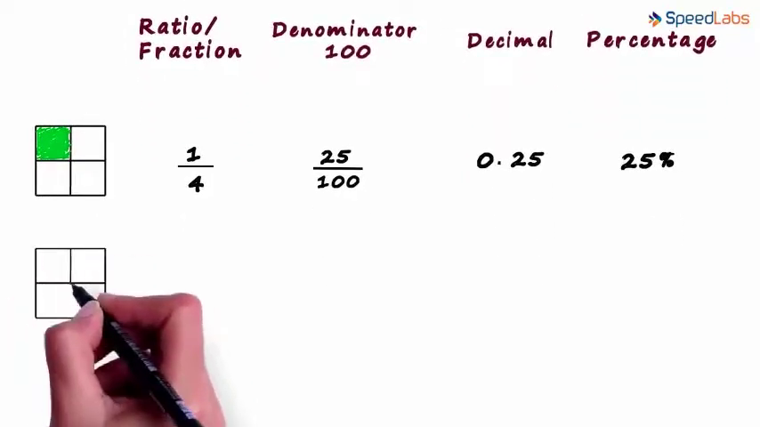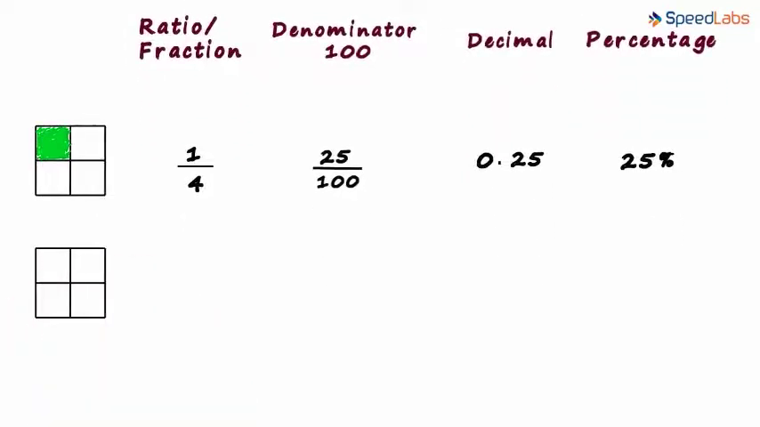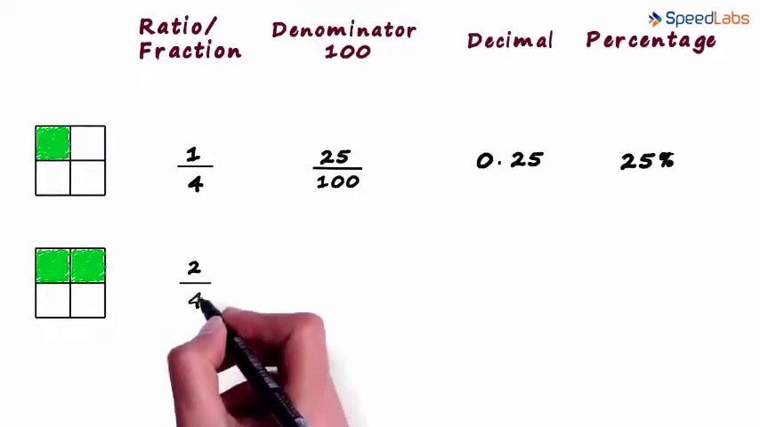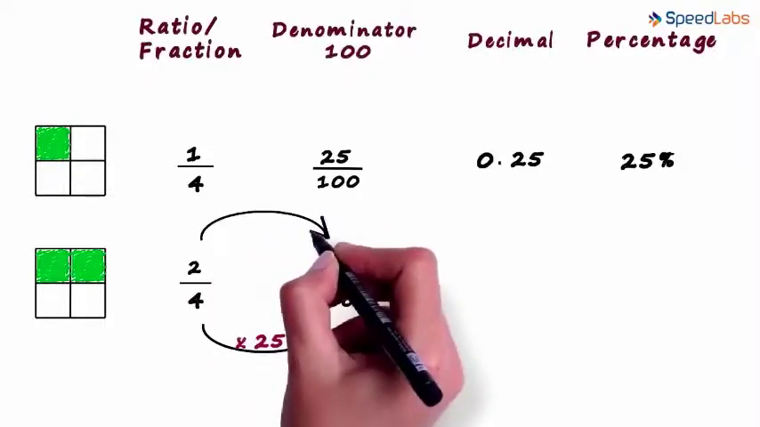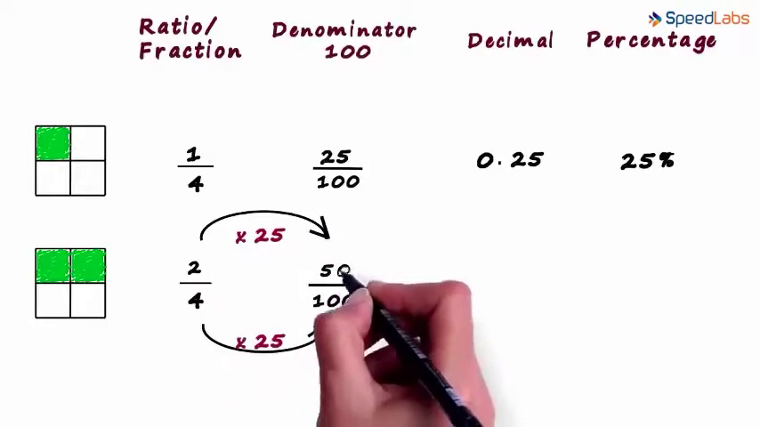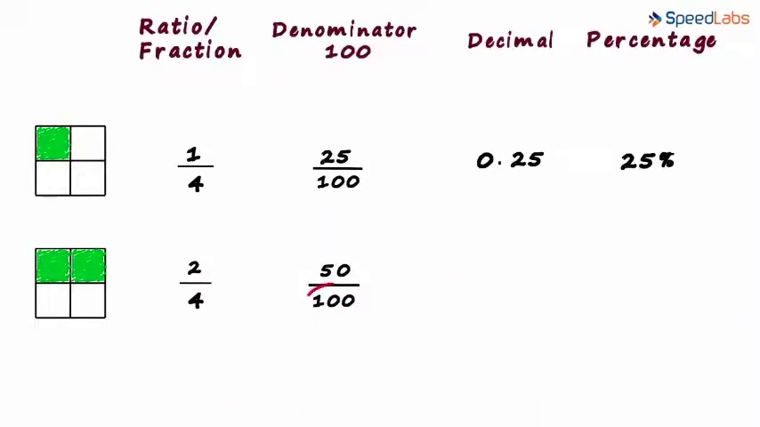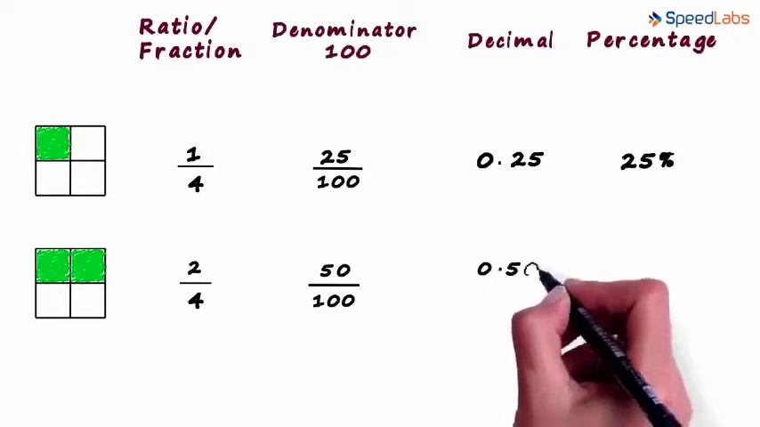I draw a square with 4 equal parts. And I color 2 of the parts. So the ratio can be written as 2 by 4. 2 out of 4 parts are colored. In the second column, we want to make the denominator 100. 4 is multiplied by 25 to get 100. Hence, to keep the ratio same, we also multiply the numerator by 25 to get 50. The fraction with denominator 100 becomes 50 by 100. And in decimal terms, it is written as 0.50.